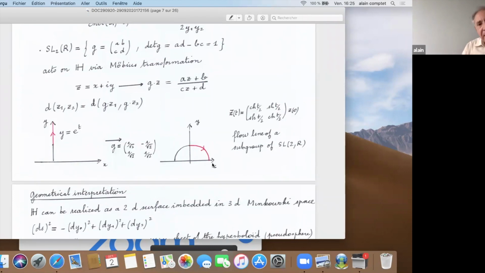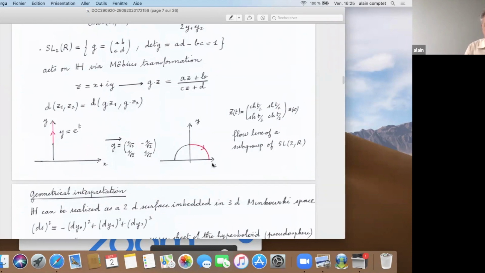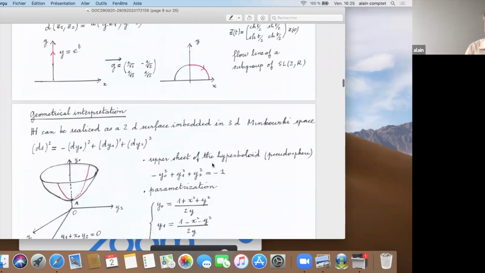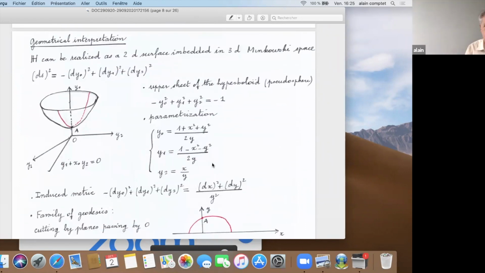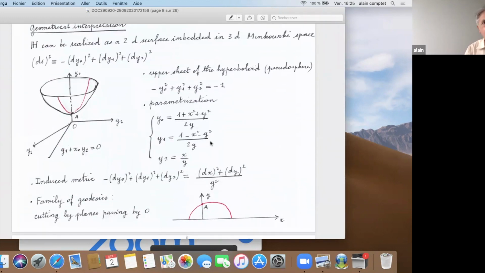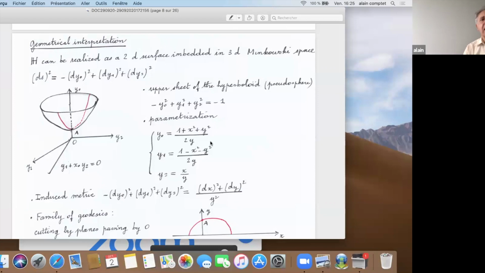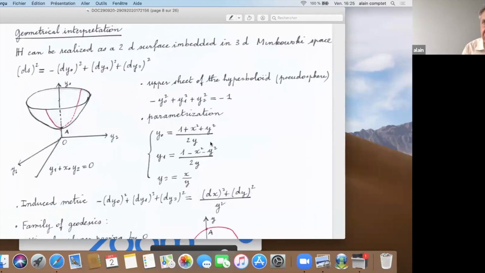Okay, this may seem a bit strange. So I would like to show a very simple geometric interpretation of these geodesics, which will make things more clear, probably. So the geometrical interpretation is the following one. In fact, this hyperbolic plane, which is two-dimensional, we can realize it as a two-dimensional surface embedded in a higher dimensional space. It is not Euclidean space, it is three-dimensional Minkowski space.